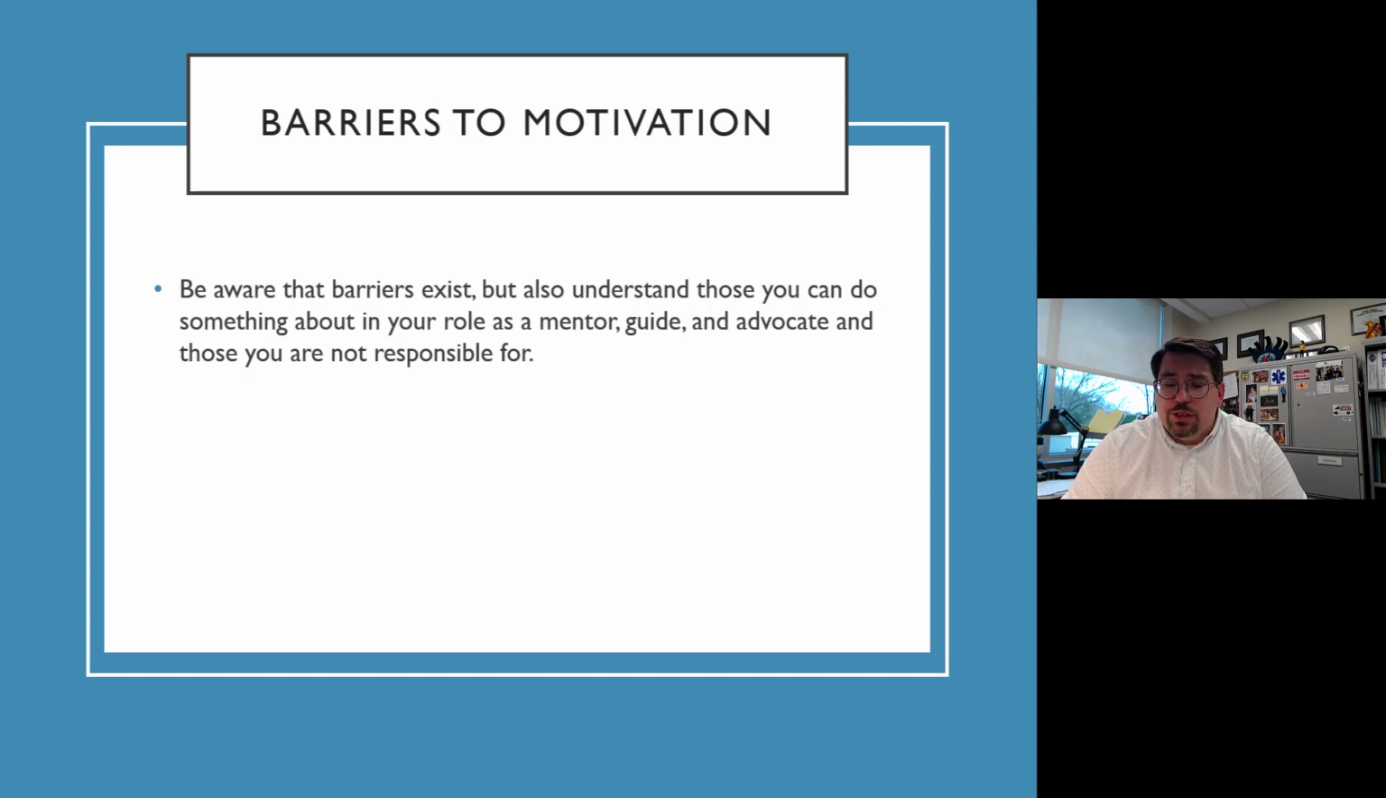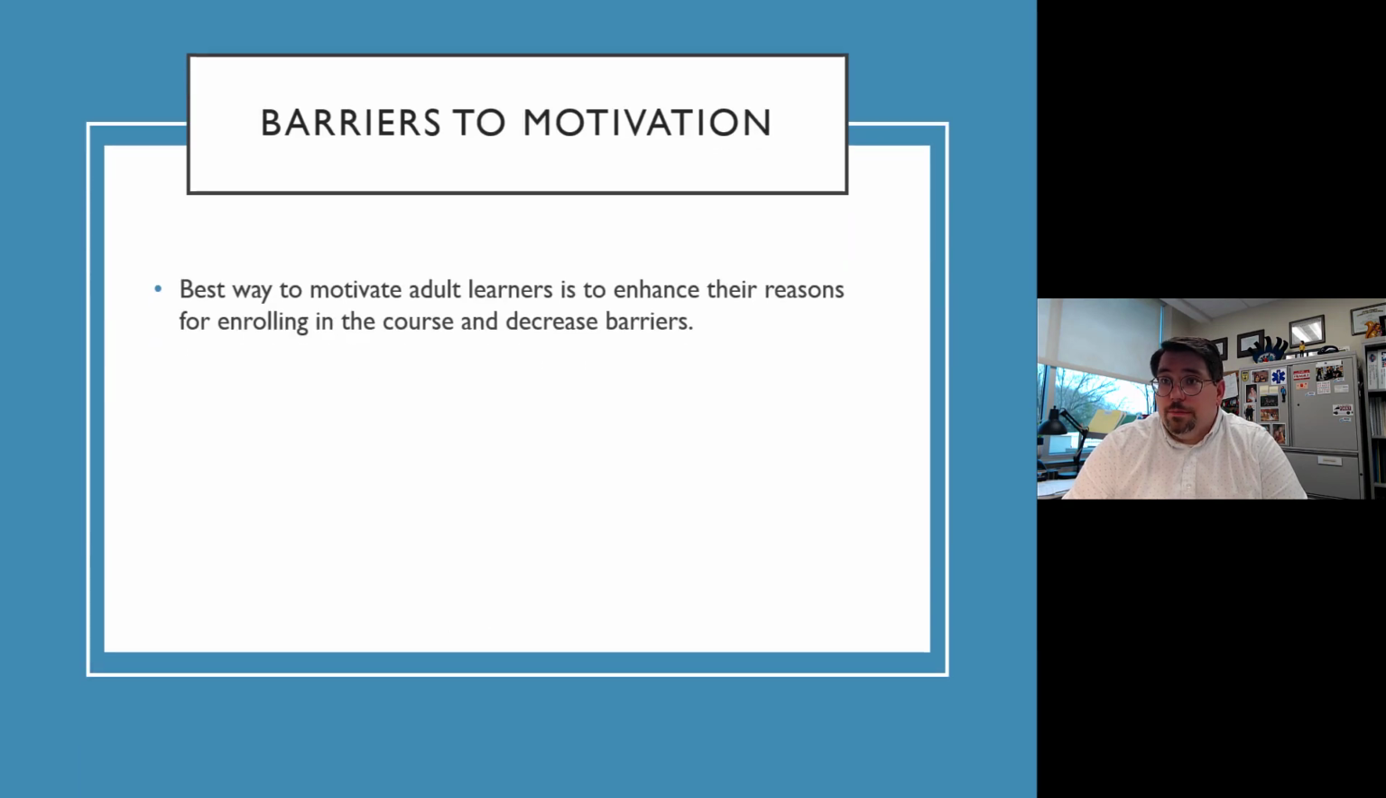You're not responsible for everything, but you can definitely be responsible for helping to facilitate eliminating barriers to success, which in essence will help the students grow more. We also want to think about the best ways to motivate adults, and that's really to enhance their own reasons for being here. And then again, decrease the barriers. Don't make extra things more challenging for the student. If you can, decrease the barriers where it's possible, and then find out why they're actually here. Is there a reason why they're here and what they're trying to get out of this?